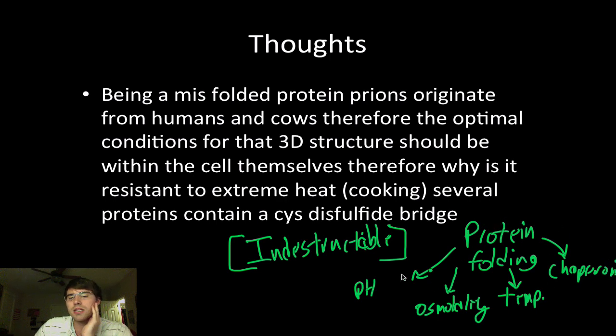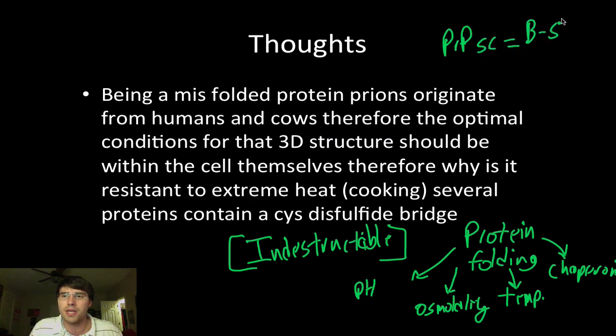And if all of these things come into play with protein folding, and those proteins are designed to be optimal inside of me or inside of a cow, then why would heating it to something that would cook any other normal protein and denature it, why are they resistant to that? Especially if we're talking about PrP scrapie form, which we said earlier was a beta sheet, and what's primarily holding that beta sheet together is hydrogen bonds.